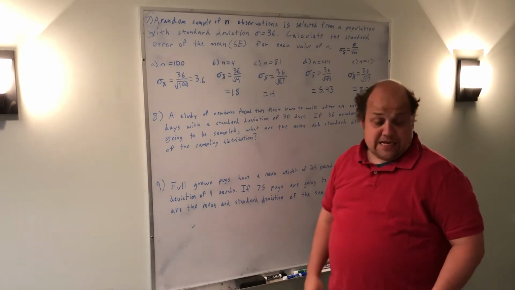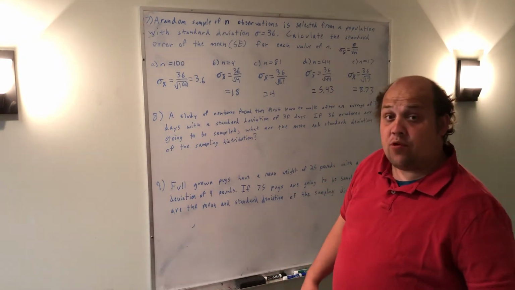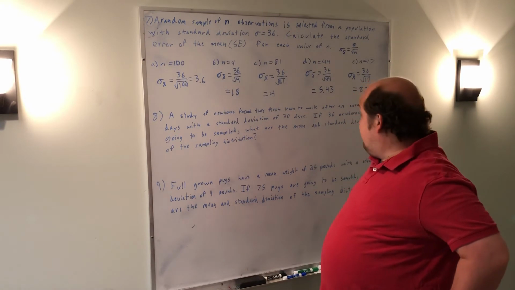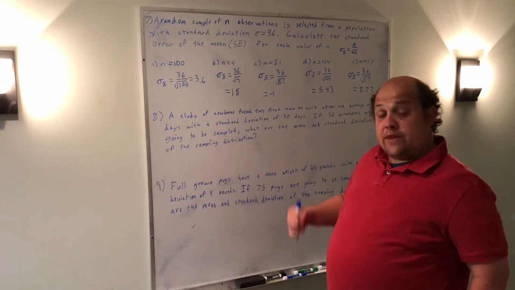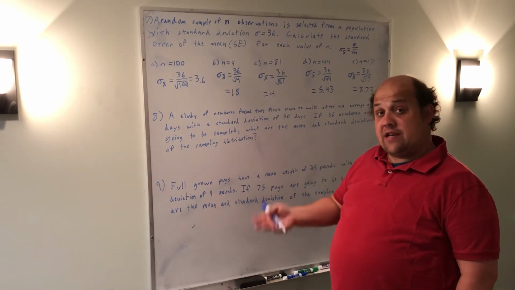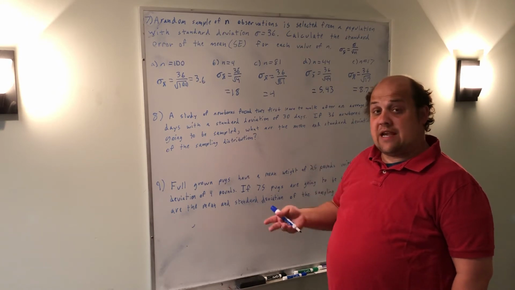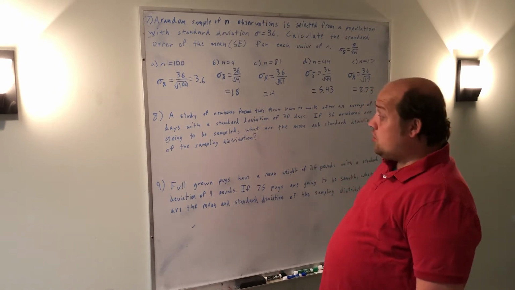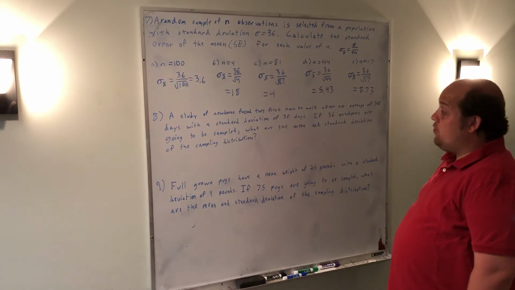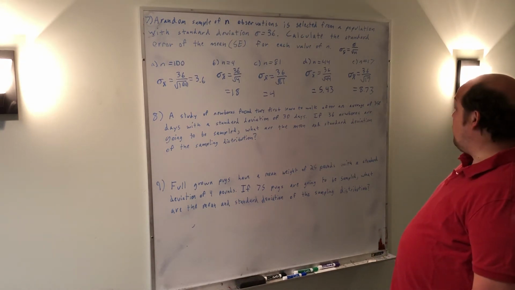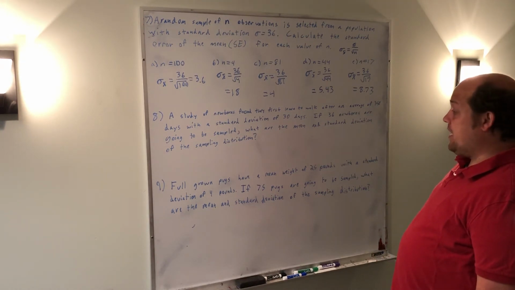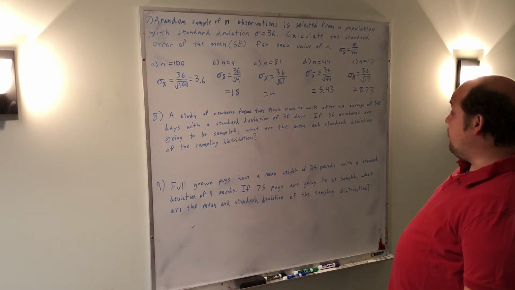For questions 8 and 9, these are just word problems where I have to pull out 3 key pieces of information. I need to know what the mean is, I need to know what the standard deviation is, I need to know what the sample size, n, is. So this first one, number 8, says a study of newborns found that they first learned to walk after an average of 350 days with a standard deviation of 30 days.